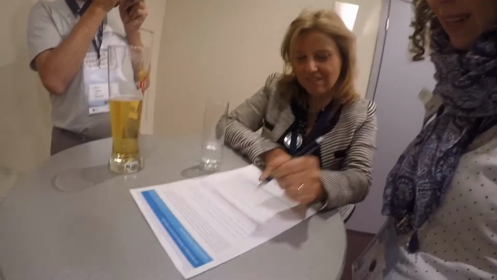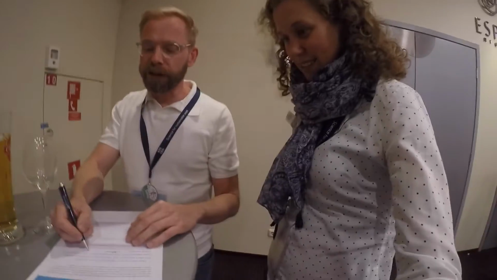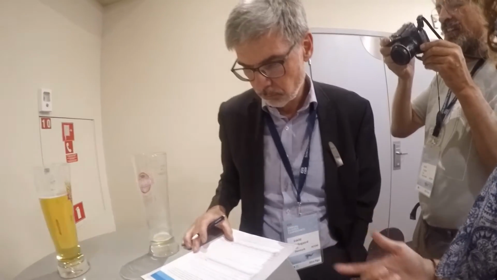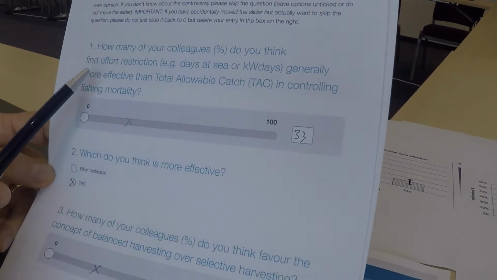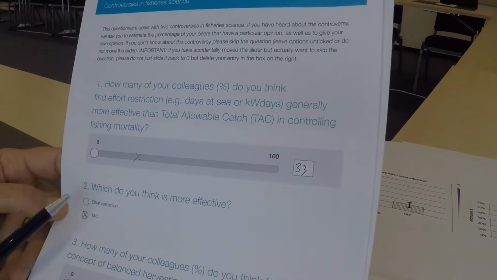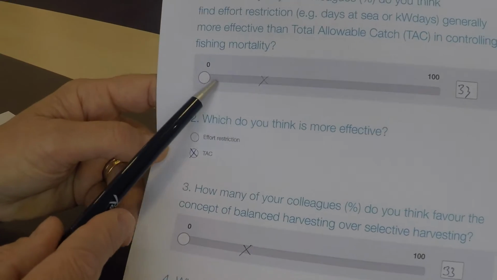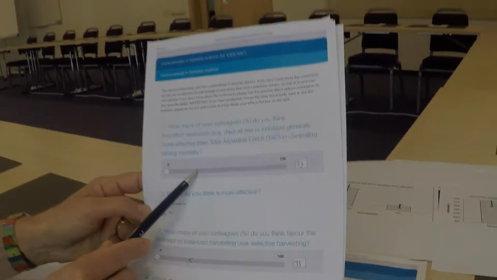We also asked our guinea pigs to fill out a survey on TAC versus effort restrictions and selective versus balanced harvesting to see if we could corroborate the false consensus results also on fisheries topics. The results of one of our guinea pigs, for example, Eskild. This is the question about effort versus TAC. He himself thinks that TAC is more effective, and he thinks that only 33% of people think that effort is more effective.